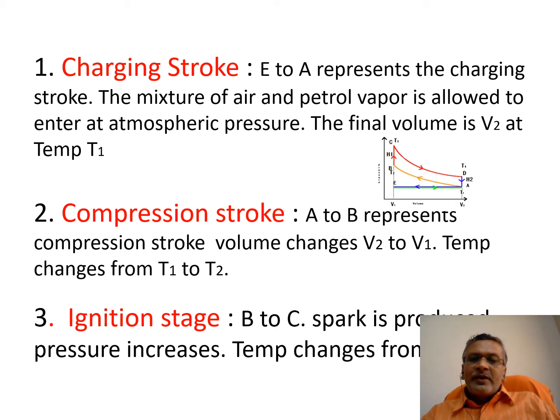Compression stroke. A to B represents the compression stroke. Volume changes from V2 to V1. Temperature changes from T1 to T2. Temperature increases while volume is compressed, it decreases. Ignition stage, B to C. Here a spark is produced by the spark plug, pressure increases, temperature also changes.